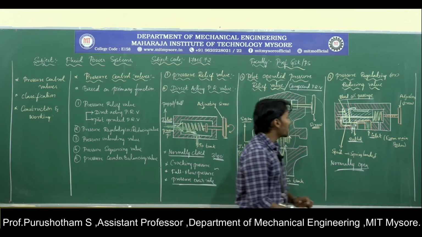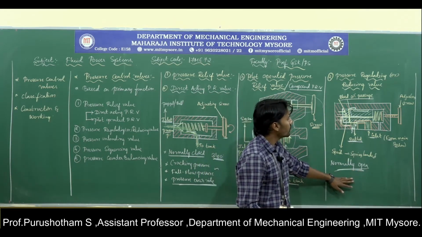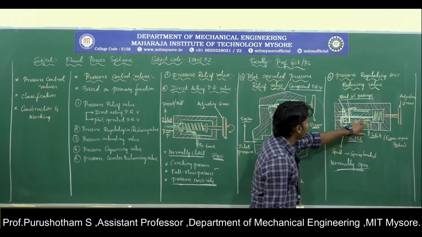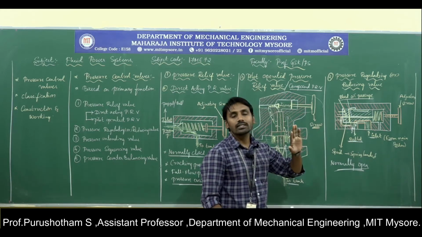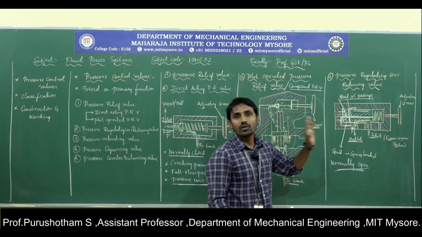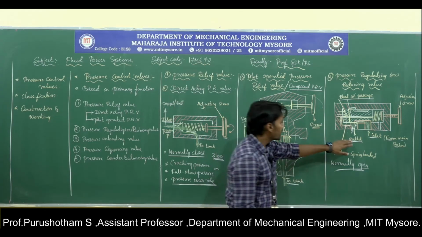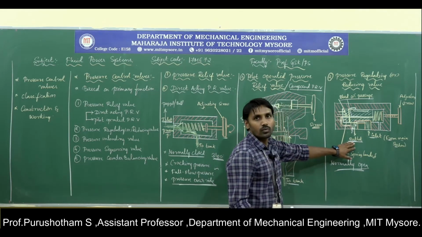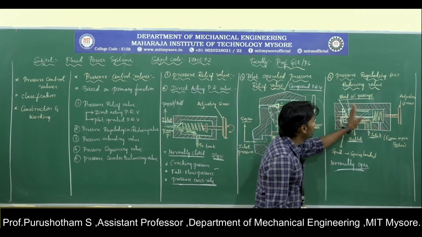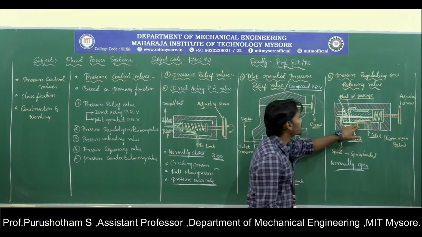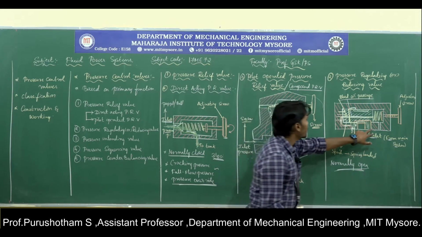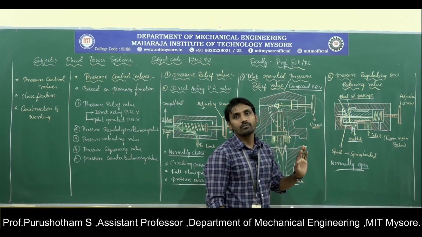Okay. So what will happen? This will be a normally open valve, that is, the fluid from the inlet is going to enter the outlet when the system pressure is less than the prescribed pressure. When the outlet pressure is more than the prescribed pressure, it moves the spool towards the right, which partly blocks the outlet port. From this, the pressure will be regulated.